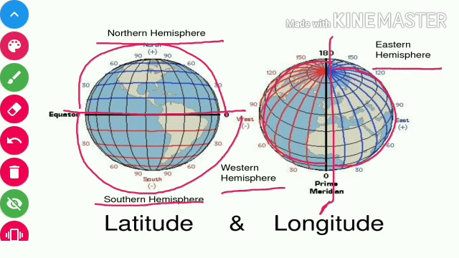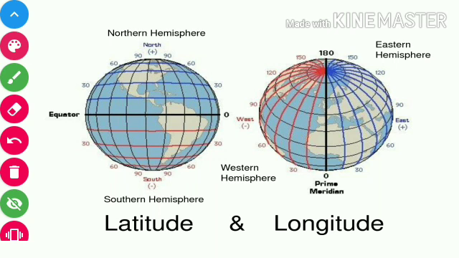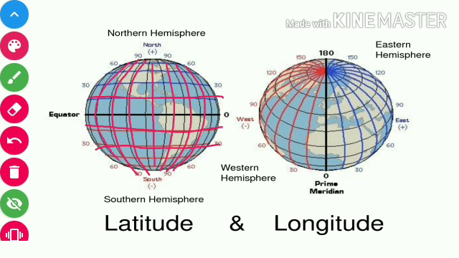Got it? The parallels and meridians cross each other and form a network. See, look at the picture. The parallel lines are intersecting with the vertical lines. It makes a network. Look at the network. This is called grid.